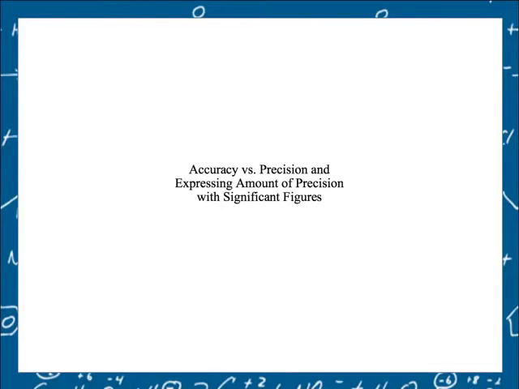In the first video, we looked at the difference between accuracy and precision, and now that we sort of understand that difference, we're going to look at how we express the amount of precision that we have, say, in a data set from a lab, using an agreed-upon series of rules that we call significant figures, or sig figs for short.